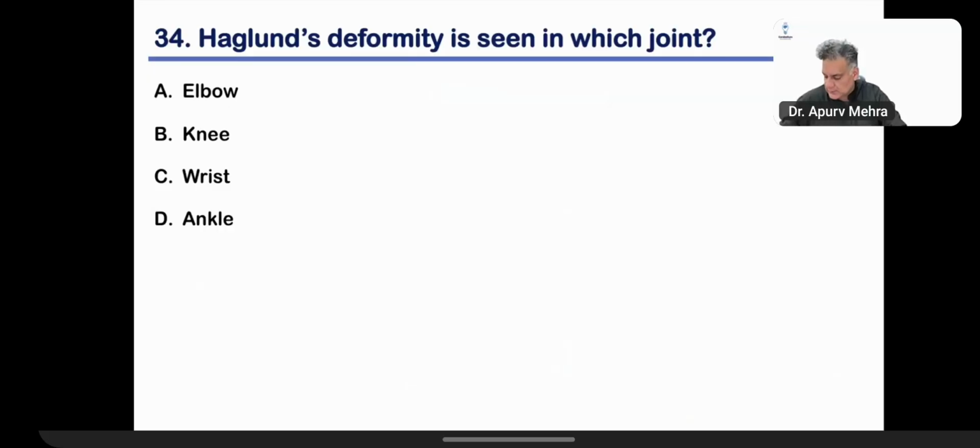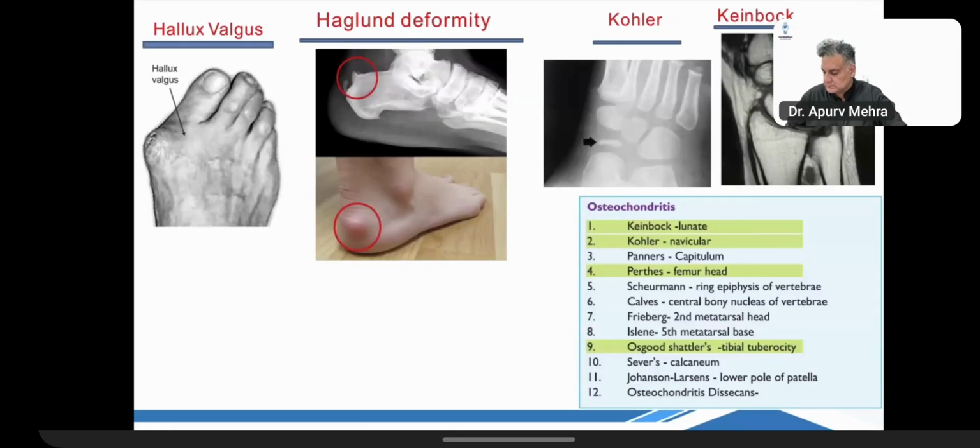Haglund deformity is around the ankle. That's Haglund's deformity.